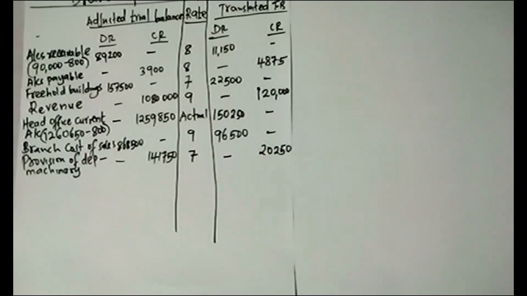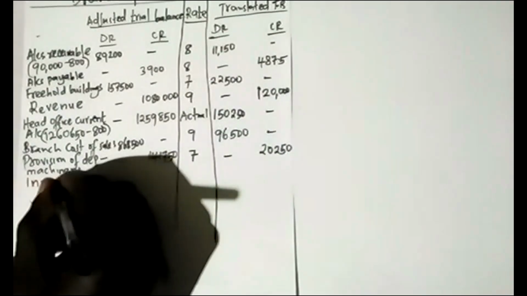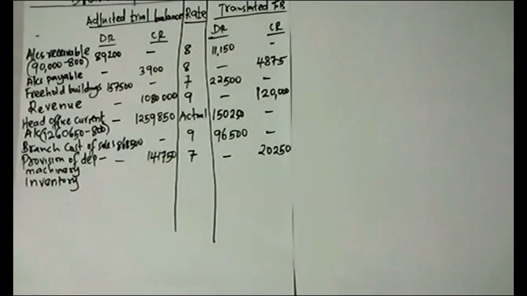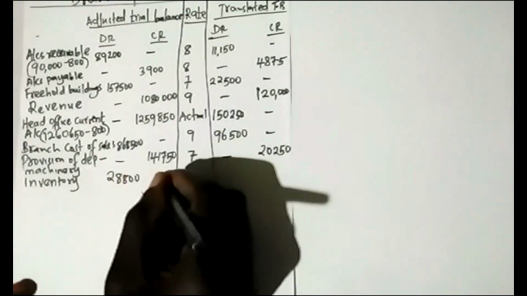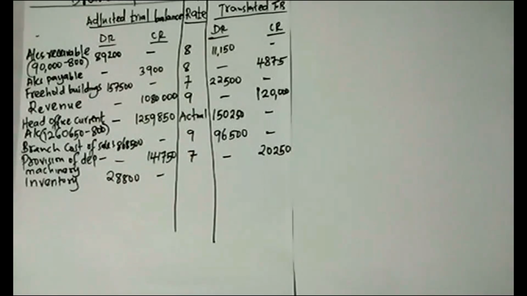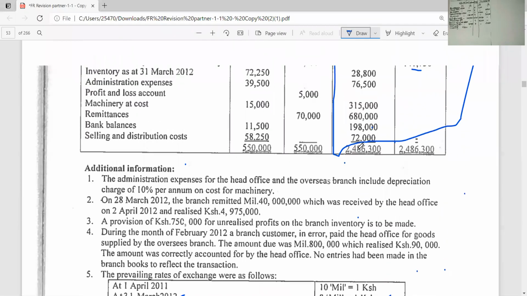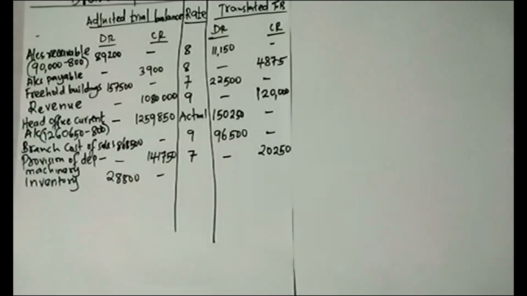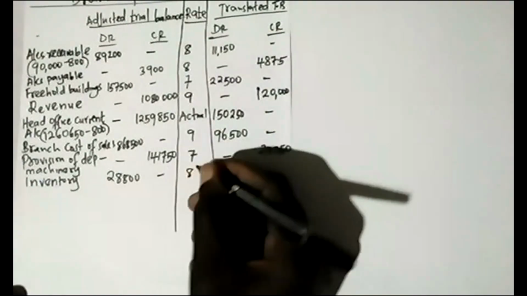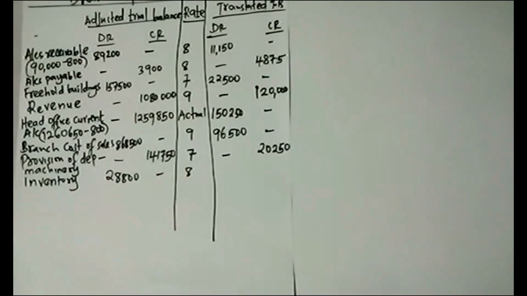Then after that, we talk of inventory. The inventory as given, I can see here, is 28,800. I will also display for you to see what I'm doing. So remember the inventory is an asset. We use the closing rate, and the closing rate is 8. If I use my calculator, I'm getting 3,600.